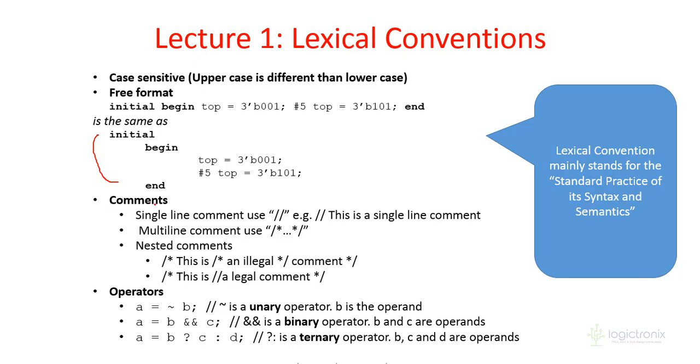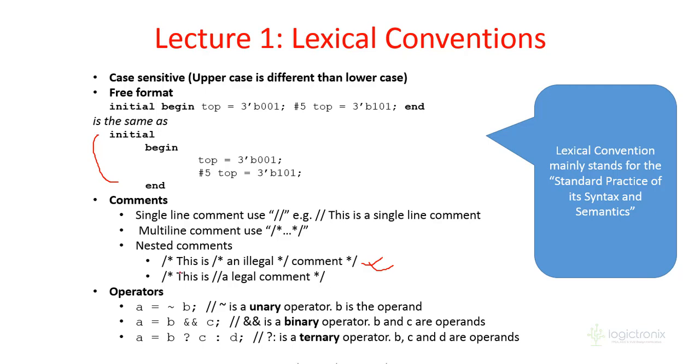Another is Verilog comments. Comments are like the C language: double slash for single line comments, or slash asterisk and asterisk slash for multi-line comments. We can also have nested comments, which are comments inside comments. We can utilize multi-line comments for identifying code or explaining what is happening in the code.